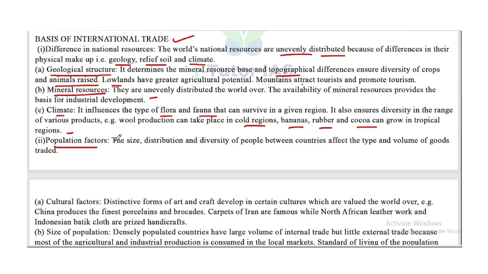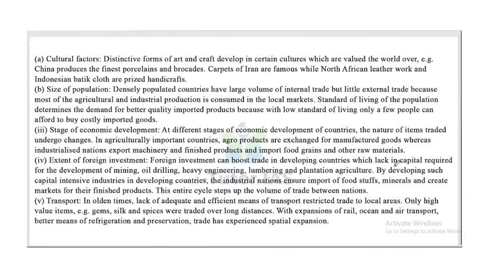Now, population factors. The size, distribution and diversity of people between countries affect the type and volume of goods traded. Now, cultural factors. Distinctive forms of art and craft develop in certain cultures which are valued the world over. Example, China produces the finest porcelains and brocades. Carpets of Iran are famous, while North African leather work and Indonesian batik clothes are praised handicrafts.